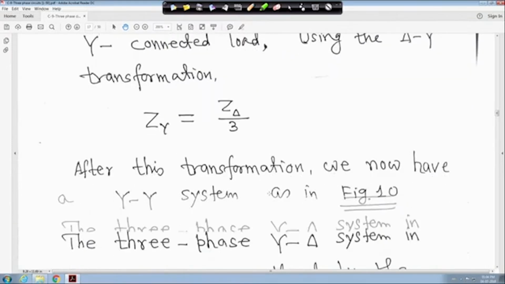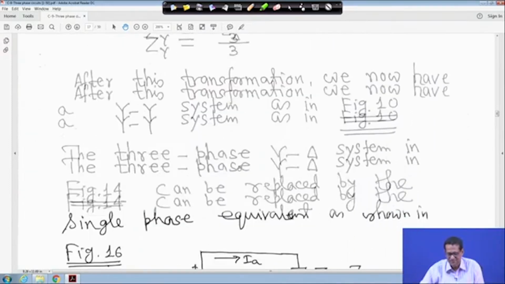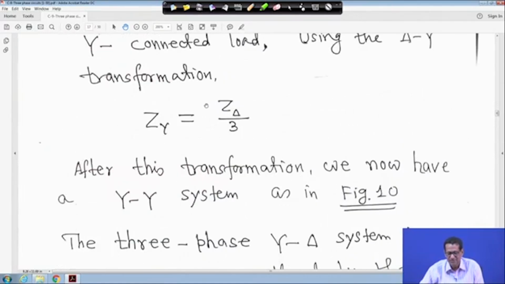If you do so, then after this transformation you have a star-star system, as in figure 10. If you convert delta to star, it will be a star-star system, like in figure 10, where we have a star source and a star load. Here ZY is equal to Z delta by 3.